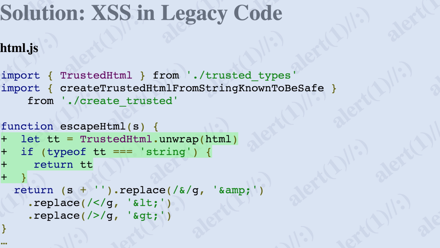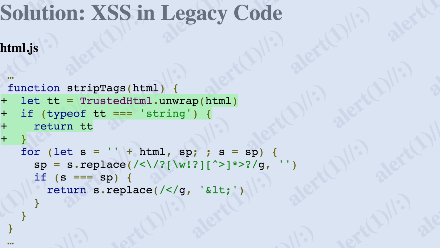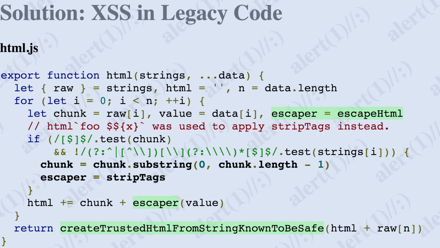If escapeHTML's input looks like a trusted string of HTML, it unwraps it instead of escaping it. stripTags does the same. And here's our new HTML template tag definition. The diff doesn't fit on one slide. The bolded if body was rewritten. Now it only uses the double $ queue to decide which escaper to use.